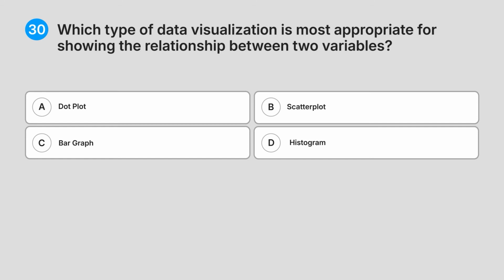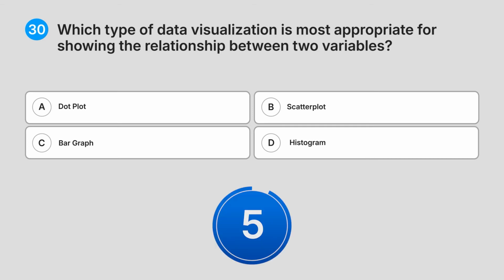A. Dot plot. B. Scatter plot. C. Bar graph. D. Histogram. Do you know the answer?